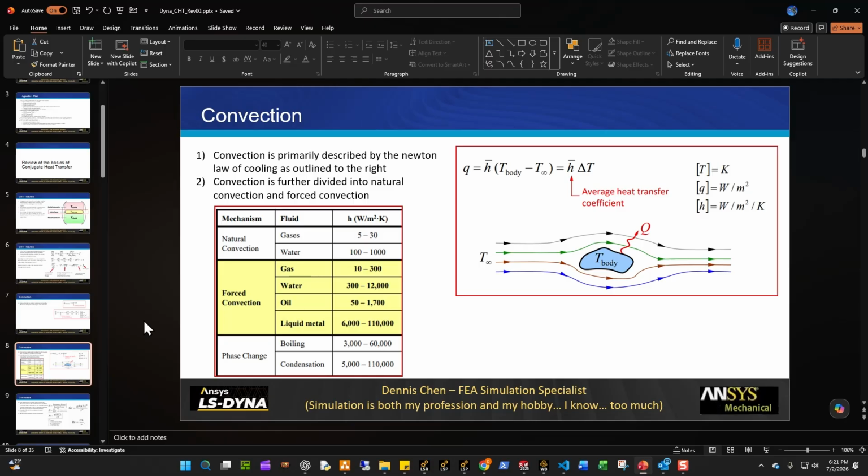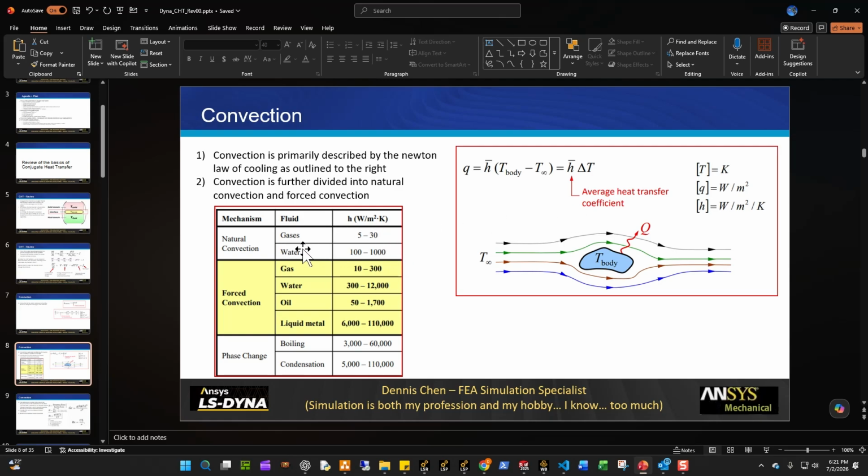So natural convection, you have something that's much lower. For forced convection, depending on the nature of the gas, you can have a much higher fluid velocity, and therefore you're going to have essentially forced convection, where the heat transfer is due to the motion of the fluid taking heat away from the surface. And that's the basic principle of convection.